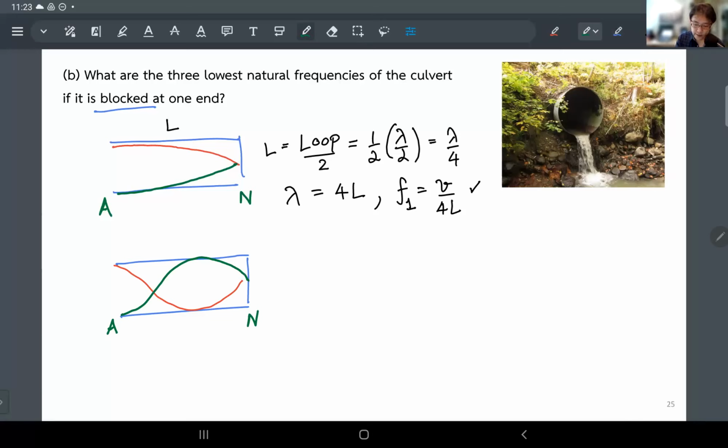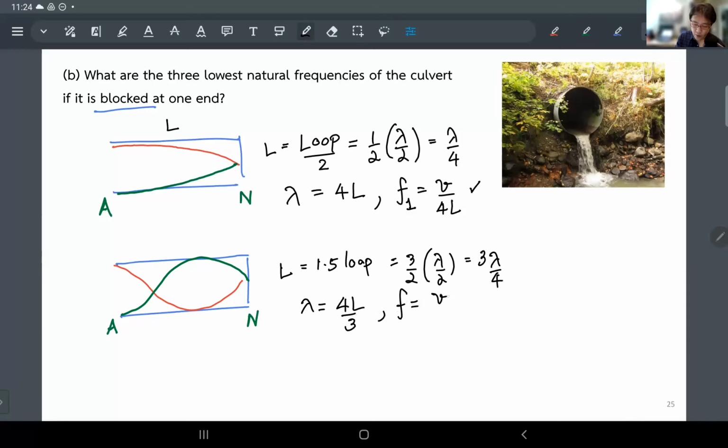In this one, the length of the tube is going to be a loop and a half, so 1.5 loop. And it's going to be 3/2 of lambda over 2. I'm just going to redo everything one more time. So it's going to be 3 lambda over 4. So the lambda is just 4L over 3. The frequency will be V over lambda, so it's going to be V over 4L, and then I just put 3 on the top right there.